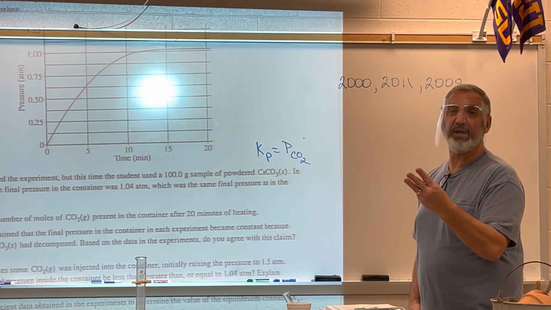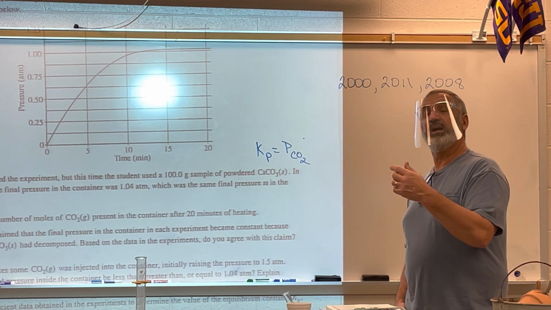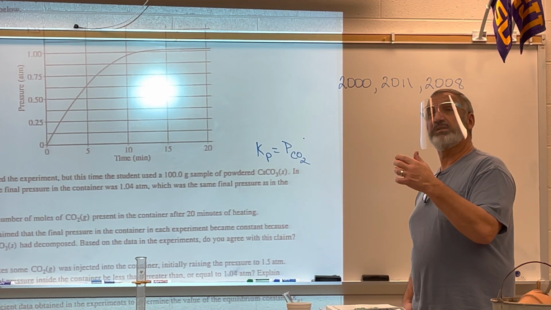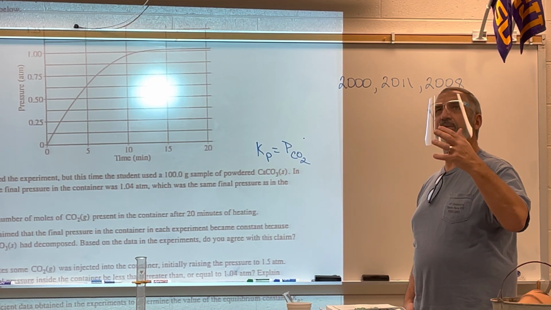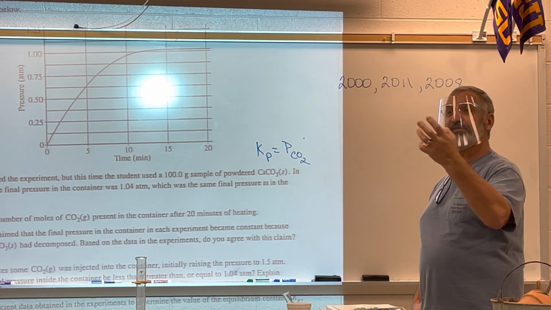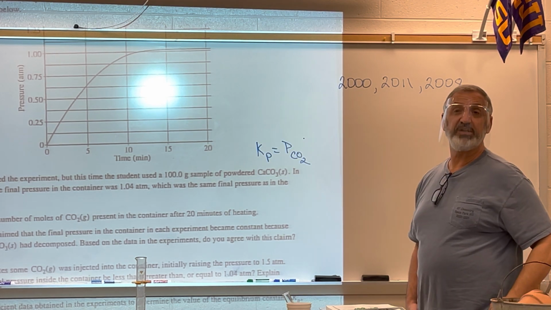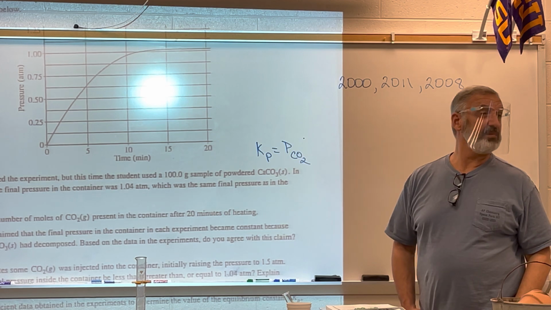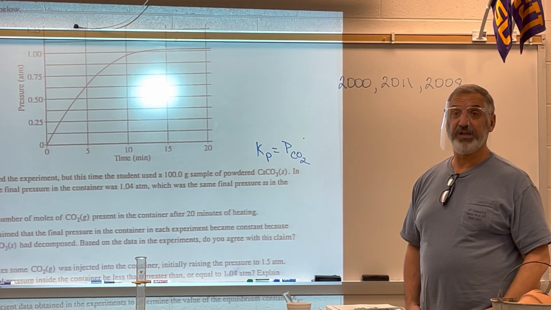Or we go the other way, you're given K. You're going to be given Kp and you have to find the concentrations. That's when we're going to use the ICE tables with x, minus x, plus x, and all that.